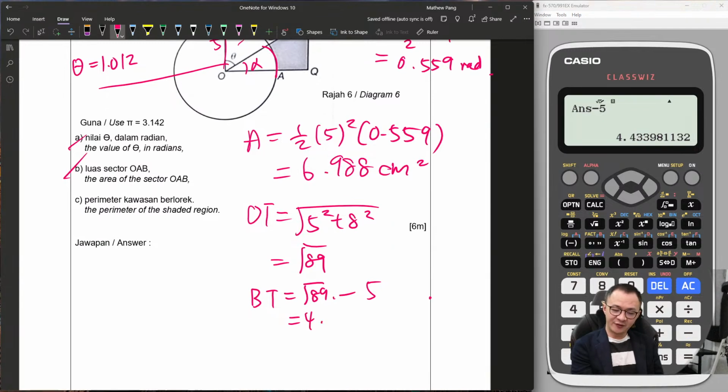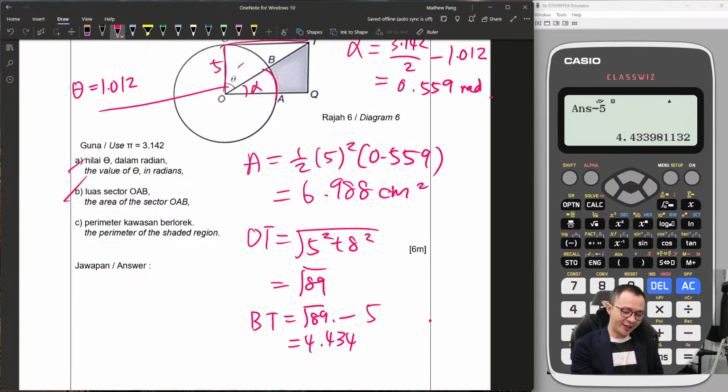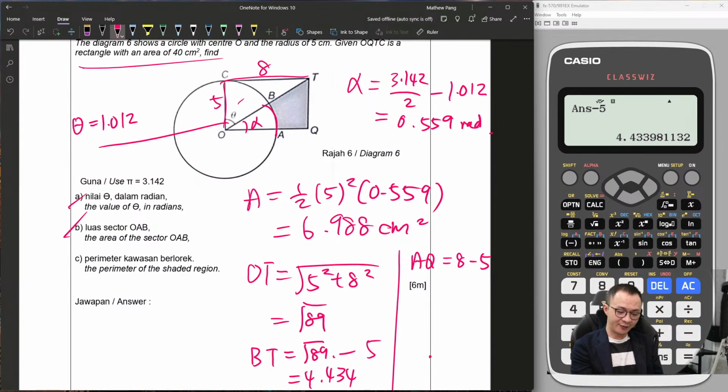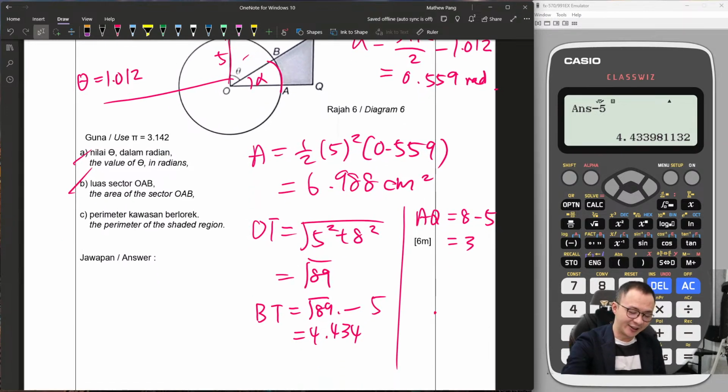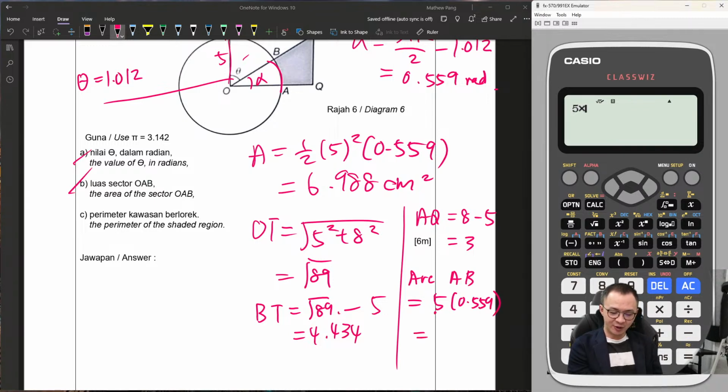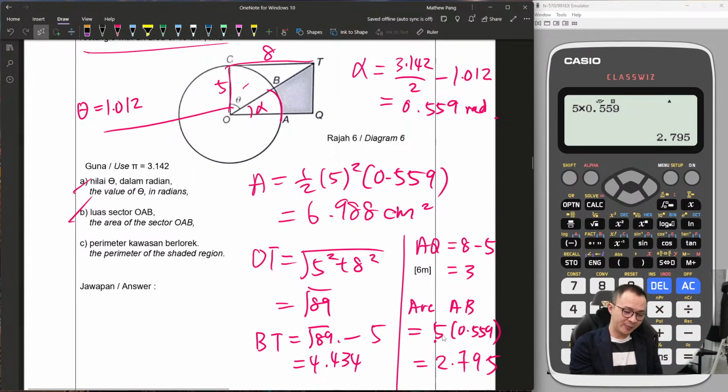So it's basically 4.434. And then I want to find AQ. AQ is basically 8 minus 5, right? Sorry, 8 minus 5, correct, which is 3 here. Okay, then lastly we want to find arc length of AB, right? The arc of AB is r theta. R is 5, theta is 0.559. 5 multiplied 0.559, 2.795. Alright, now we add everything.